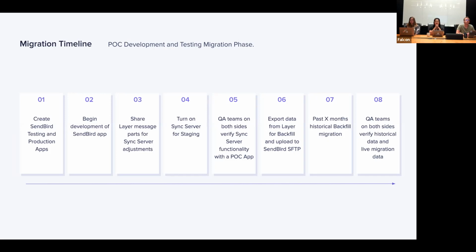Then your QA teams will have an opportunity here to review the sync server functionality and make sure that the flow of data is happening just as you expect. So you can start simulating messages on the SendBird side, in your staging application, or on the Layer side, you can start listening to those chat messages coming from Layer.